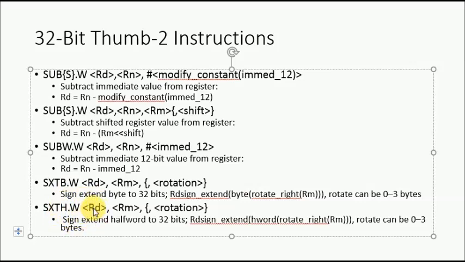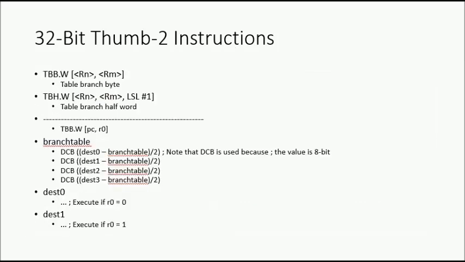Now next instruction is TBB.W Rn, Rm. In this instruction, T indicates the table, B is the branch, and the next B indicates the byte. So it is always related to the byte operation. So table branch byte, Rn comma Rm, this is provided in the instruction.